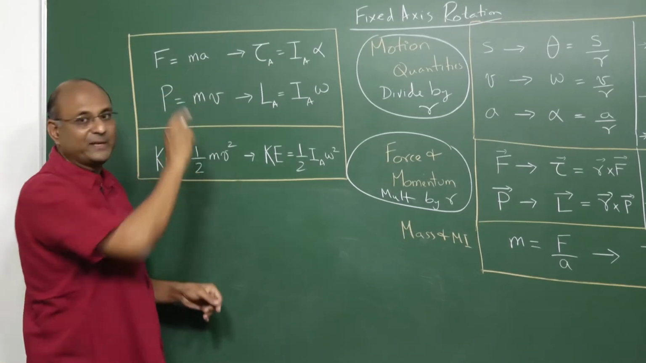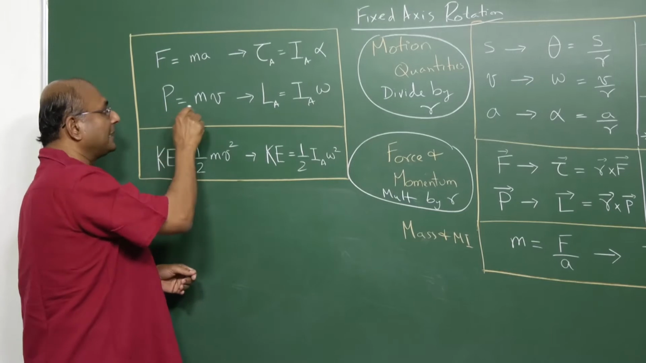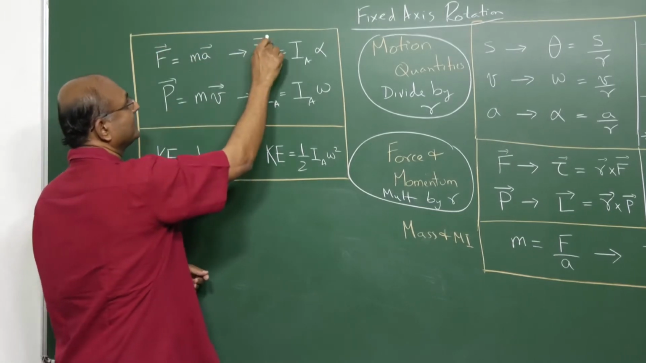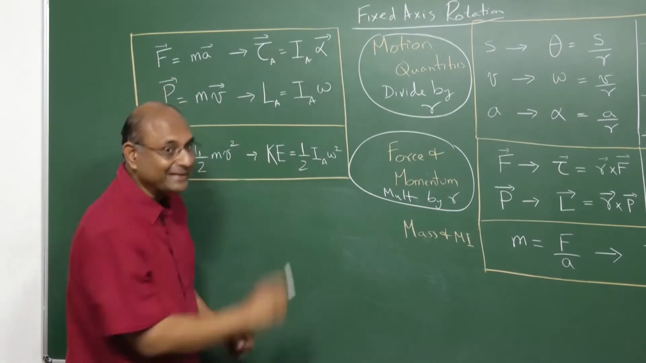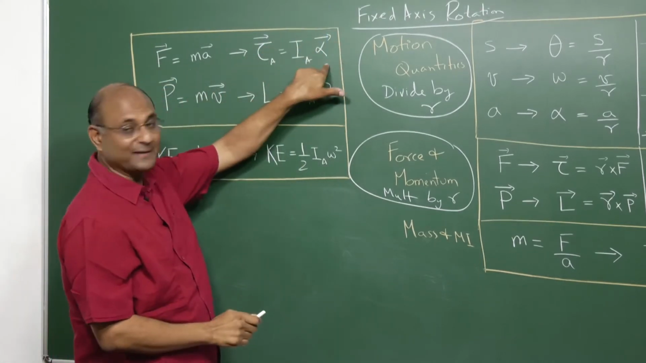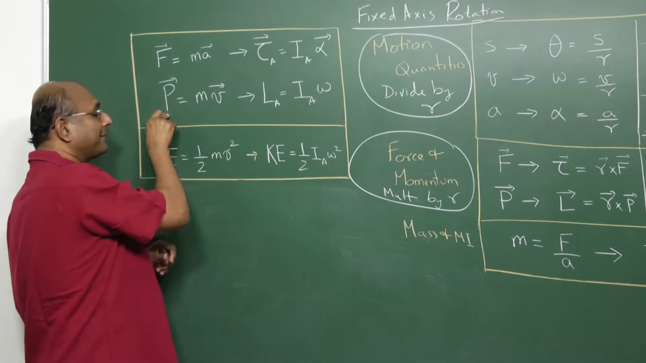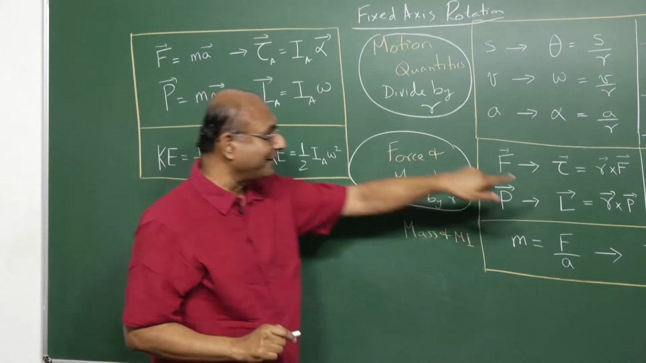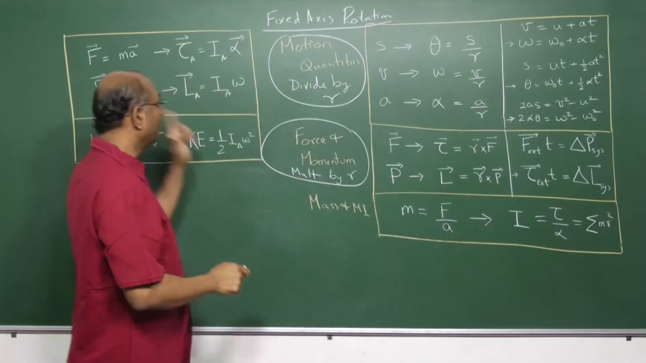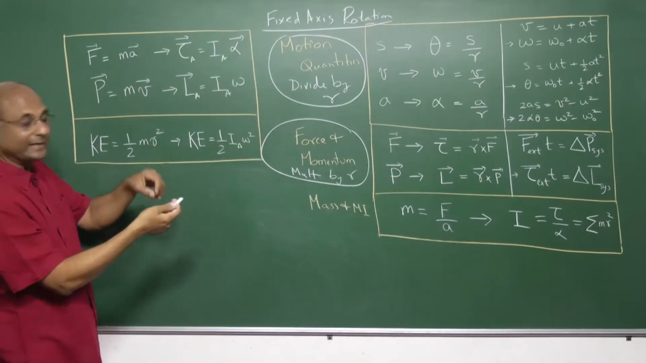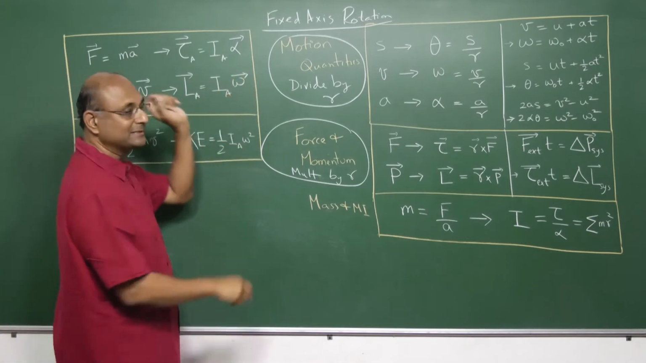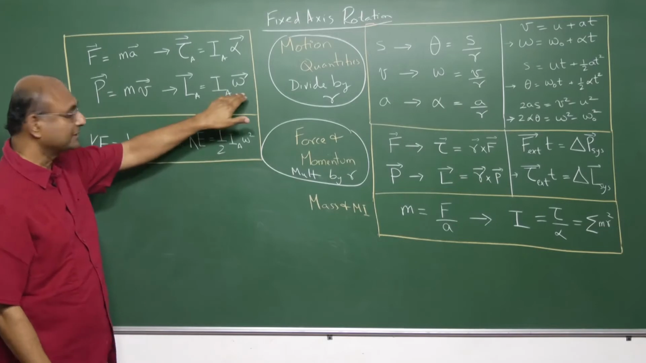P equals mv. What is that? Momentum is equal to mass into velocity. All these are vector quantities, so are these. I is not a vector quantity. Mass is not a vector quantity. Alpha is a vector quantity. Momentum is a vector quantity. Mass is not. Velocity is. Angular momentum, I know I have defined angular momentum as r cross p, but you will also find when an object is rotating, angular momentum is I times omega. Direction of angular momentum is the same as direction of omega.